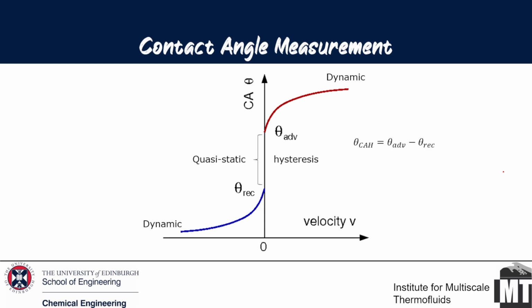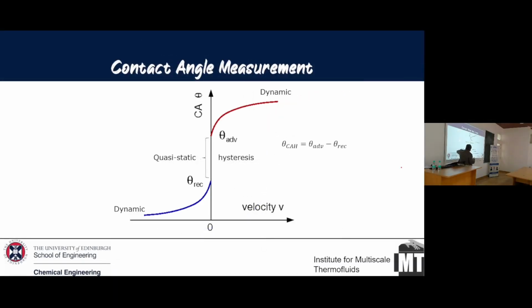Okay, so you'd use these goniometers and all that. And typically, when you have motion, as we already talked about, you have an advancing angle and you've got a receding angle, and the difference between the two is the so-called contact angle hysteresis.